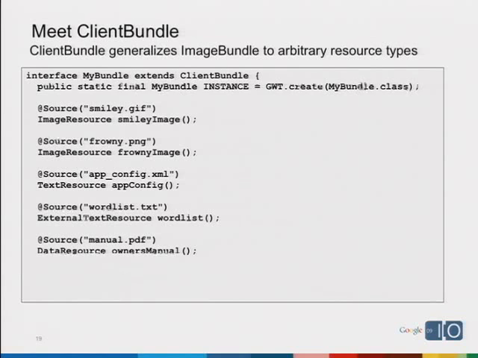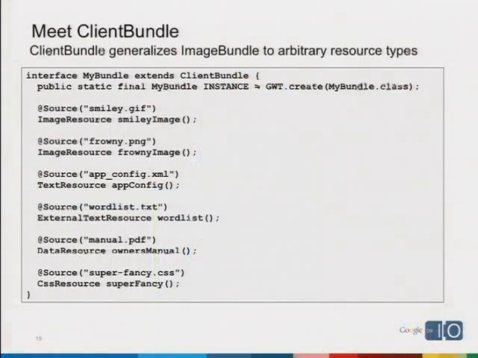And this data resource type, the return type here, has a method called getURL. And that URL, depending on the browser, may be one of a couple different things. On an older browser, it might be an actual URL to your server. But on a newer browser that supports data URLs, it might literally be a data URL containing the base 64 encoded bits of that thing. In other words, I can bundle PDF data, just as an example, directly into my compiled JavaScript. So you have a lot of control over how your resources get deployed and downloaded.